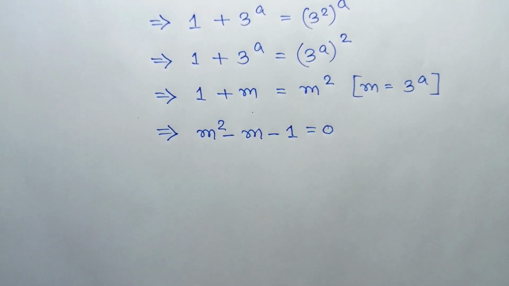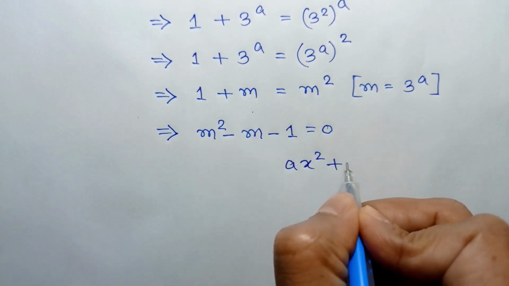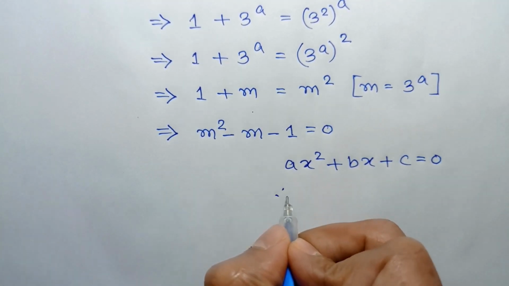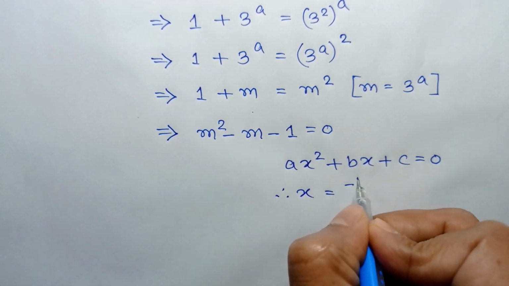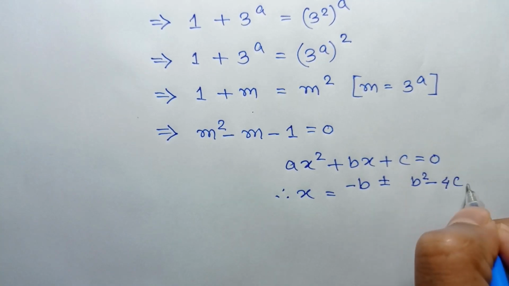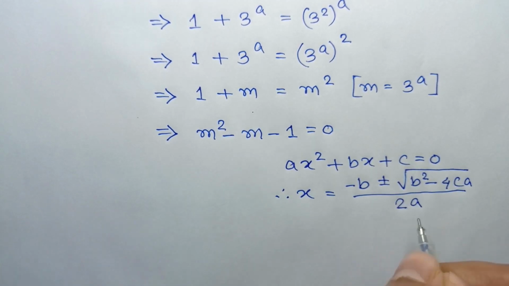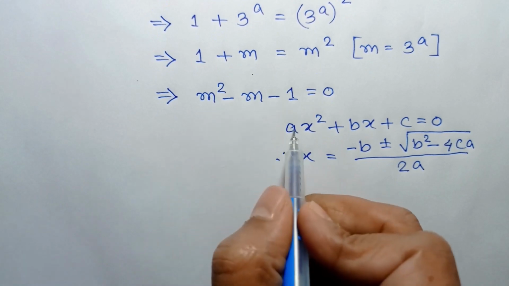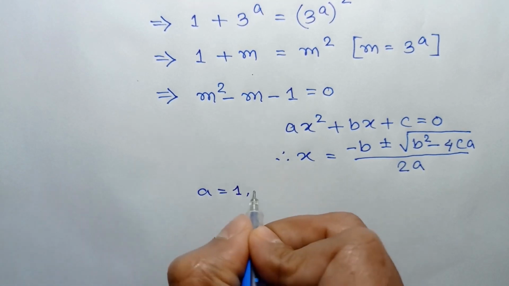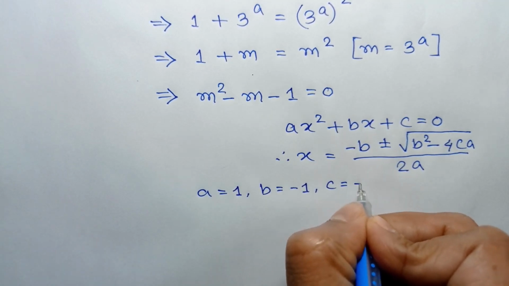This is a quadratic equation. The general quadratic equation ax squared plus bx plus c is equal to 0, then x is equal to negative b plus or minus square root of b squared minus 4ac, over twice a. Comparing these two equations, we will have a is equal to 1, b is equal to negative 1 and c is equal to negative 1.